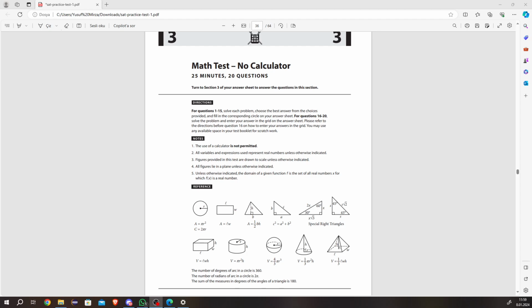Today I'm going to solve an SAT practice test for the learners. I'm recording the video because I think I'm good at maths and I can solve questions in specific ways. So let's move ahead and solve some questions.